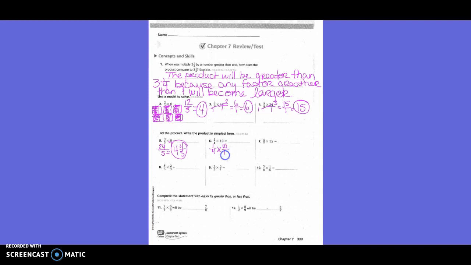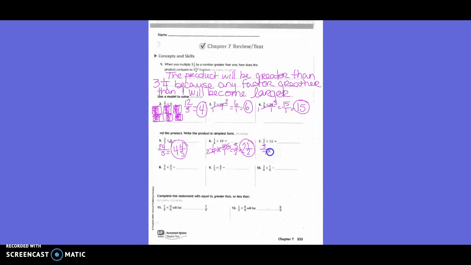Next, 1/4 times 10 over 1. Can I simplify before I begin? Yes. What goes into both 4 and 10? 2. 2 goes into 4 twice. 2 goes into 10 5 times. So 5 times 1 is 5. 2 times 1 is 2. How many times does 2 go into 5? 2 times. 2 times 2 is 4. 5 minus 4 is 1. We keep our same denominator. Can I simplify anymore? No.